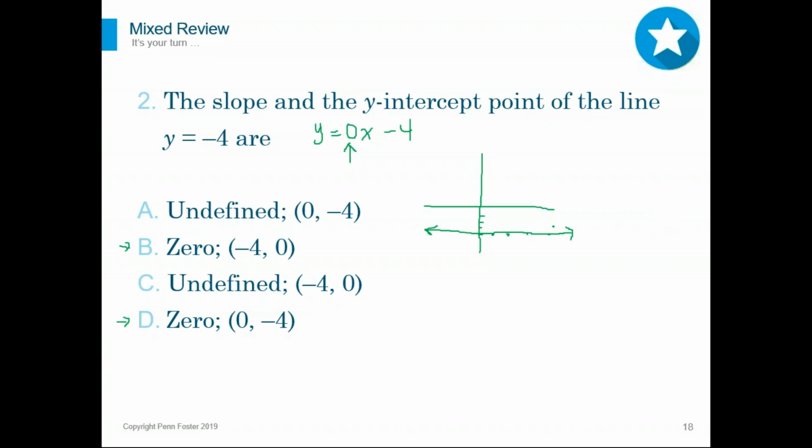Now, from this line here, we know that this line intersects the y-axis at the point 0 and -4. So the answer would be D. D is the only correct answer. Questions on this?